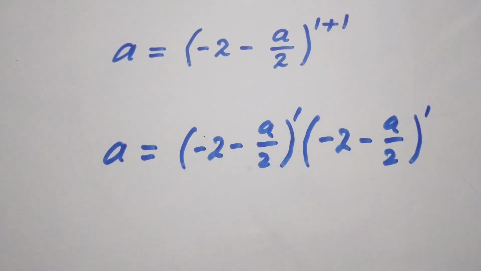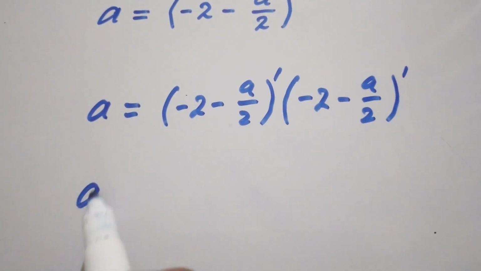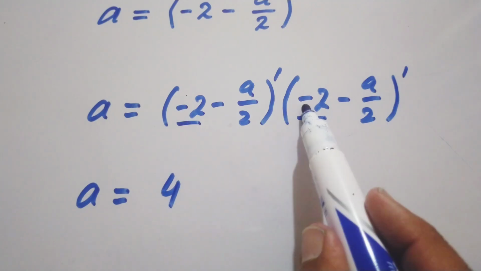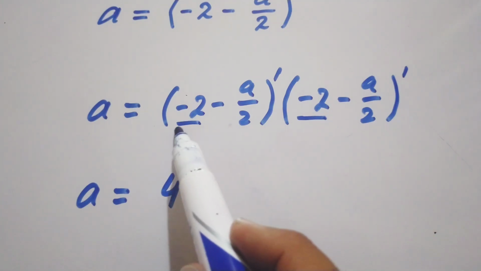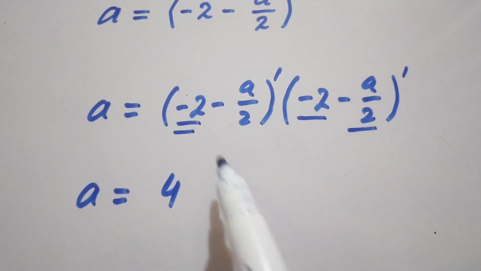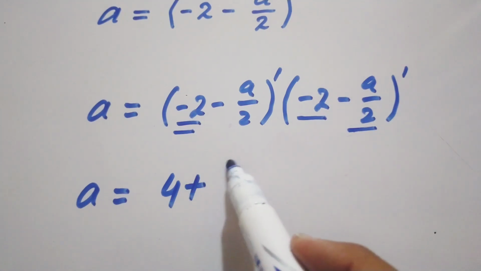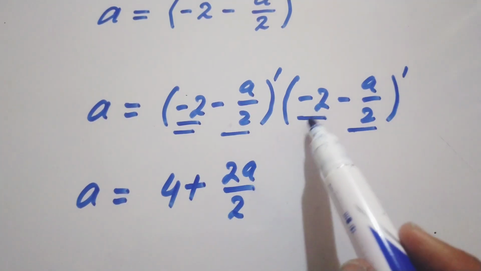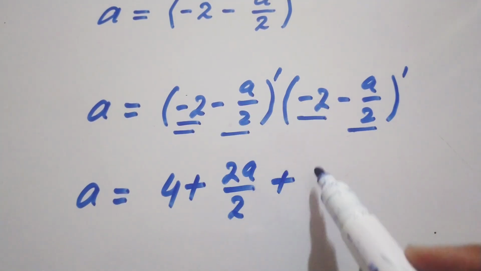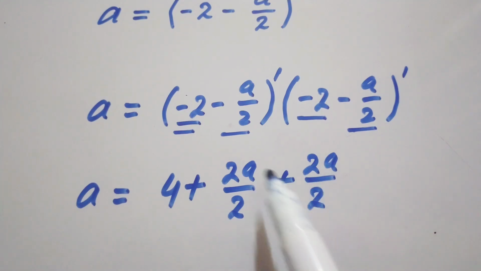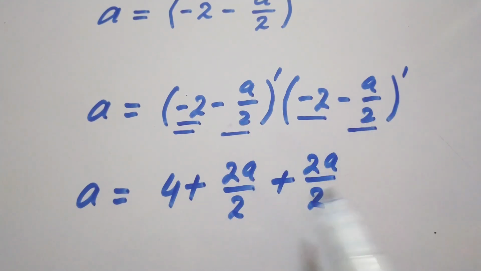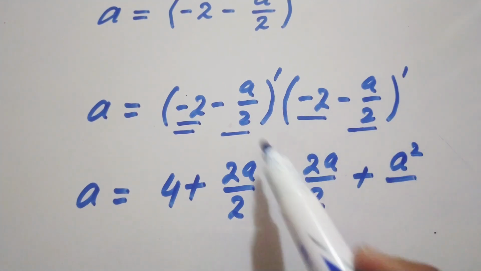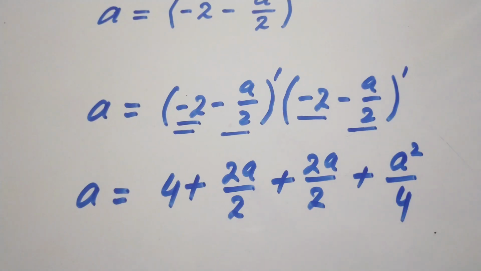1 plus 1 we get 2. Now a is equal to minus 2 multiplied by minus 2 we get 4, minus into minus plus, 2 multiplied by 2 is 4. And now minus 2 multiplied by minus a by 2 will become minus into minus plus, 2a divided by 2. And now minus a by 2 multiplied by minus 2 will become plus 2a divided by 2. And now minus a by 2 times minus a by 2 will become plus a squared, and 2 multiplied by 2 is 4.